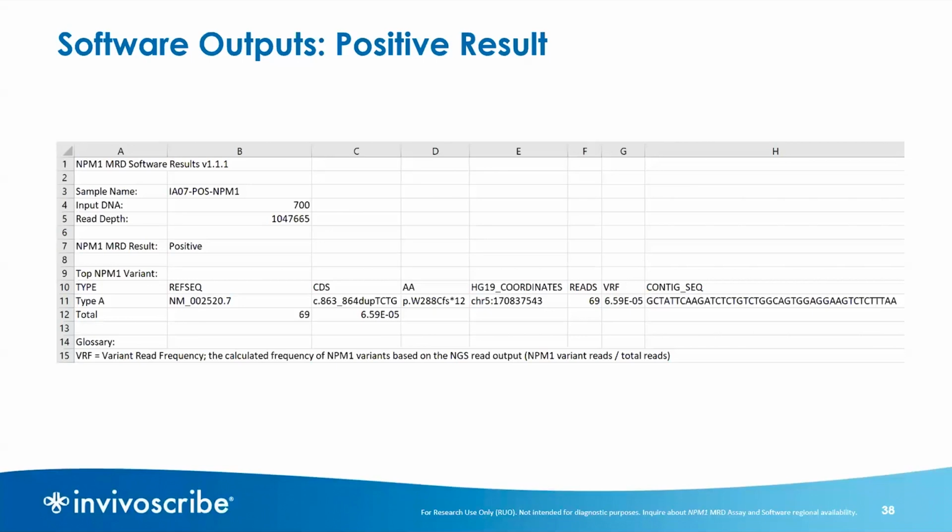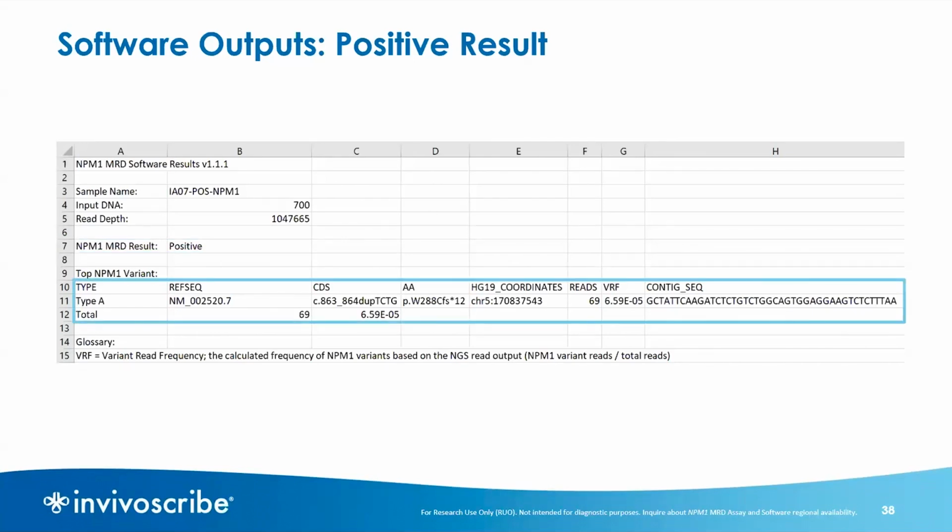So I'll go through these next few slides a little faster than before because you can already see that the information displayed in the formatting of the results files are very similar to FLT3 ITD MRD software, but there are a few differences to note. So you have your input DNA amount and your read depth, of course, which will be used for the confidence calculation, just like for FLT3 ITD MRD software. And then you have your NPM1 MRD result, which can be positive, not detected, or undetermined.